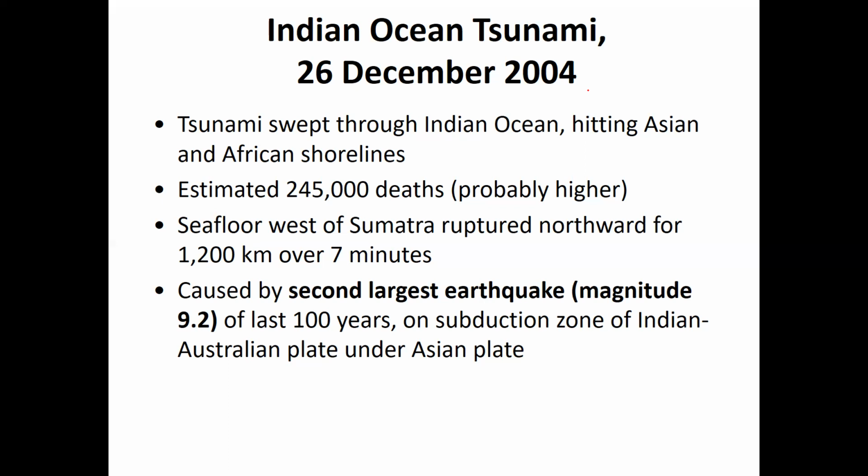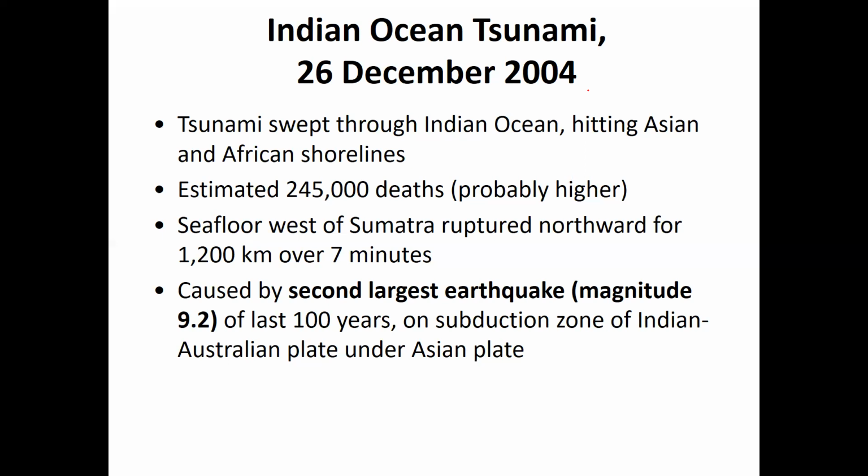There was an estimated 245,000 deaths, probably higher. The seafloor west of Sumatra ruptured northward for 1,200 kilometers over 7 minutes. So a massive segment of the fault ruptured, and a huge amount of energy was released in a magnitude 9.2 earthquake, and some of that energy was transmitted into the water, causing the tsunami.